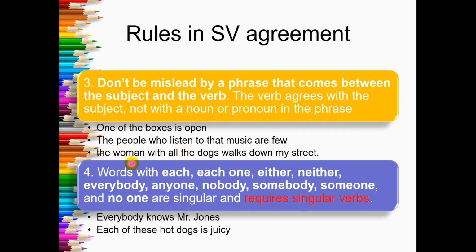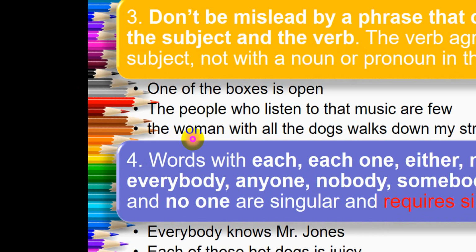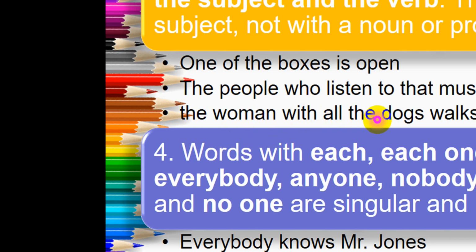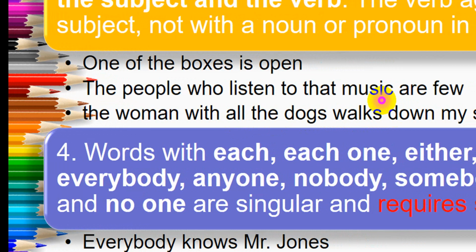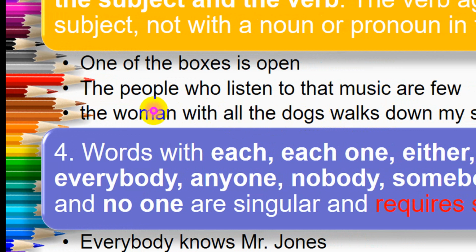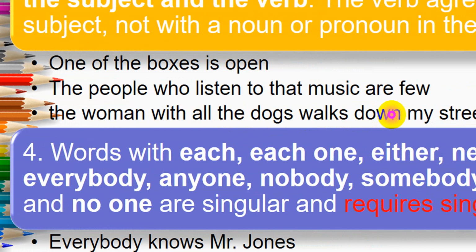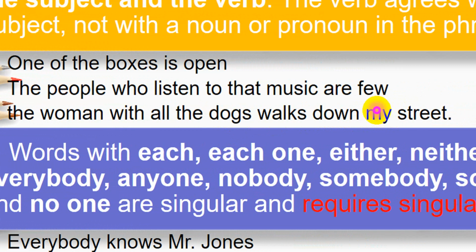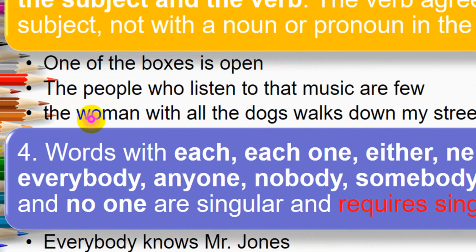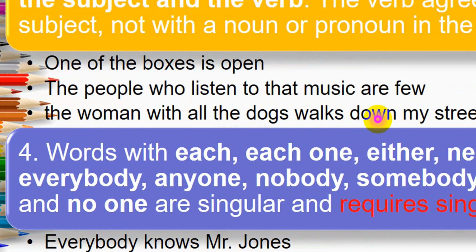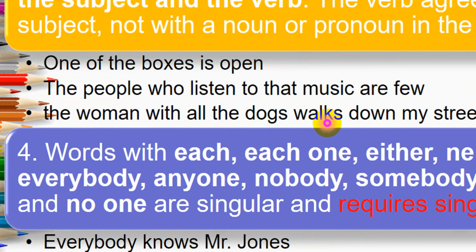The woman with all the dogs. If you pay attention, you got woman and dogs here. Woman is singular, dogs is plural. But remember, the main focus here is the woman, not the dogs. So the woman with all the dogs walks down my street. Then the main subject and the verb are in agreement.